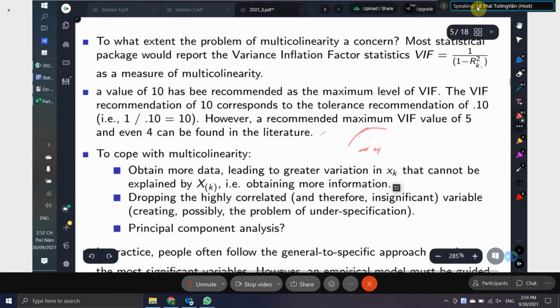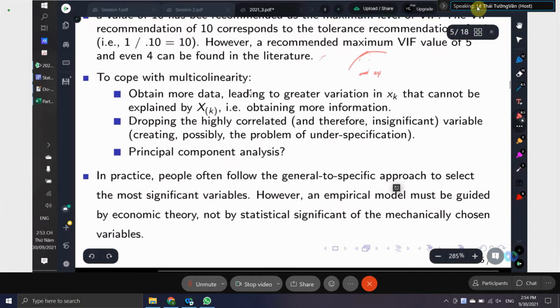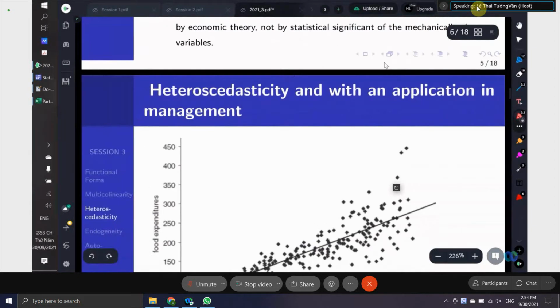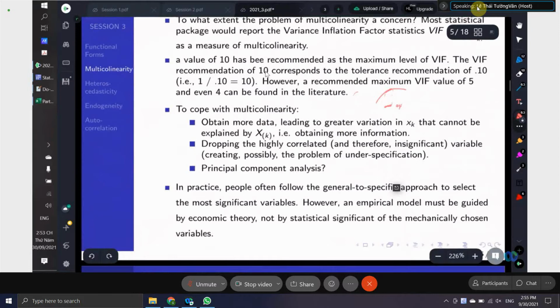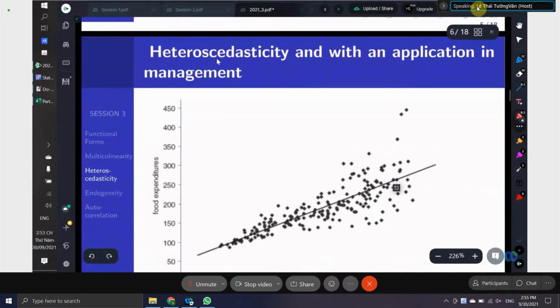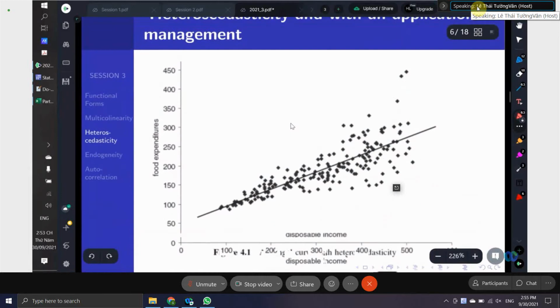Okay. So the rule of thumb is to include as many variables as possible as control variables, and then remove some variables that you think are not important and are highly correlated. There is not a very specific rule on how to proceed, but I have included it in the slide. So now we will talk about heteroscedasticity before going to the problem of endogeneity.